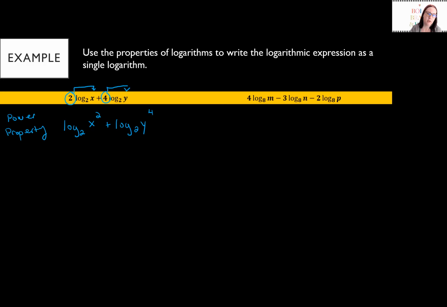Then once you've done that, now if you've got addition, you use the product property where you combine them and multiply them together. If you've got subtraction, then you use the quotient property. So we are going to be using the product property. And we combine these into a single logarithm by multiplying them. So that's going to be x squared times y squared, or y to the fourth, sorry.